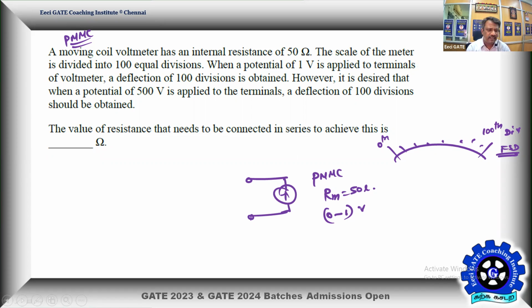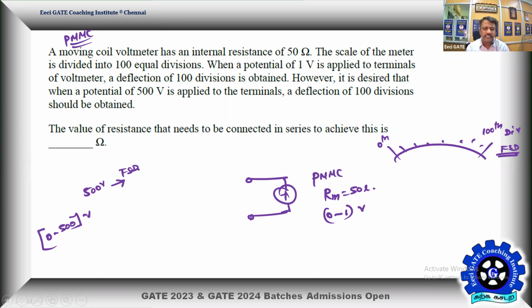However, it is decided that when a potential of 500 volt is applied to the terminals, a deflection of 100 divisions should be obtained. That means we want to create the full scale deflection for 500 volt, extending the range from 0 to 1 volt to 0 to 500 volt. So he is indirectly pointing to voltmeter extension. Once you understand this, you know what to do.